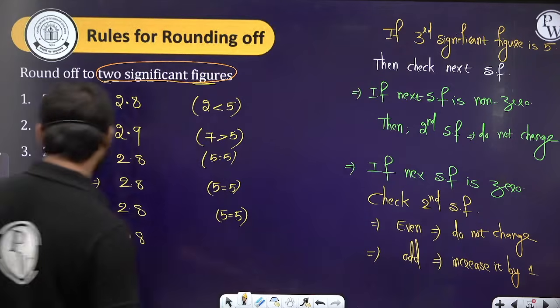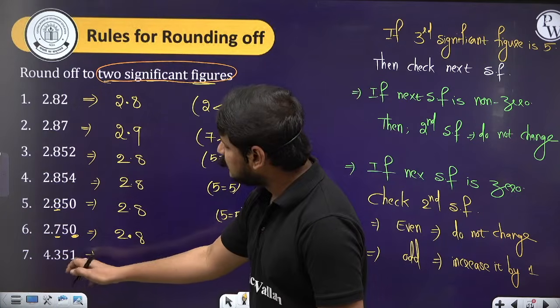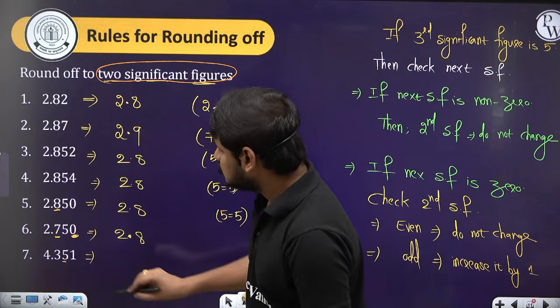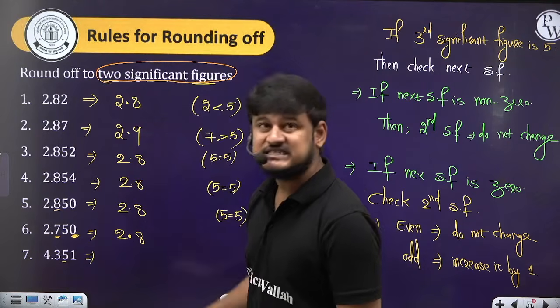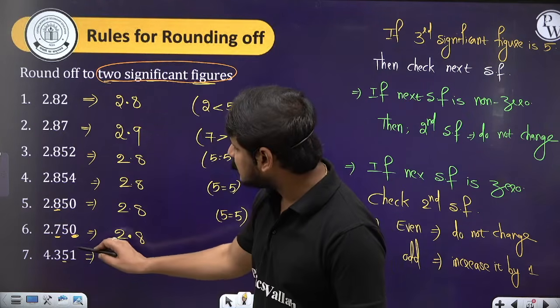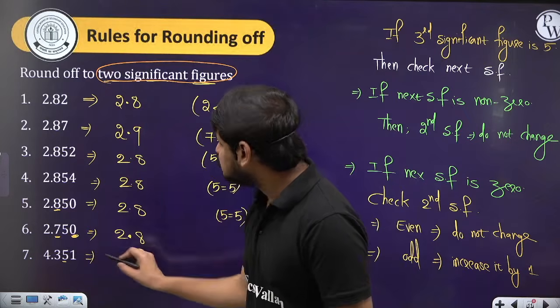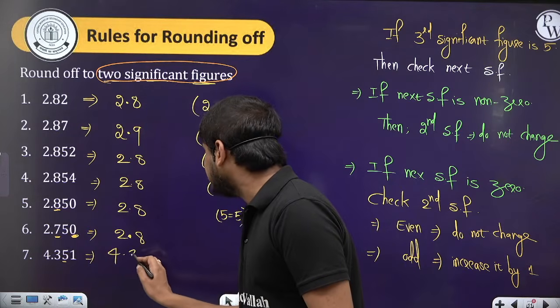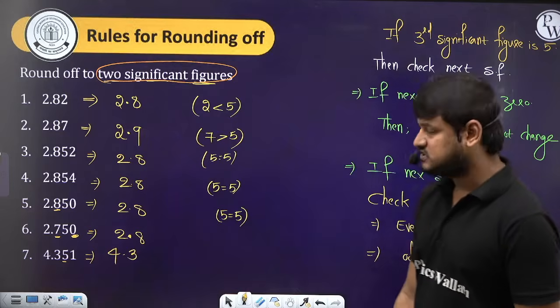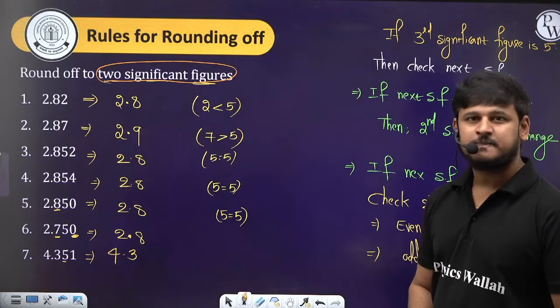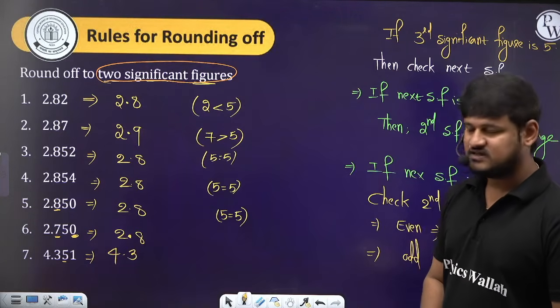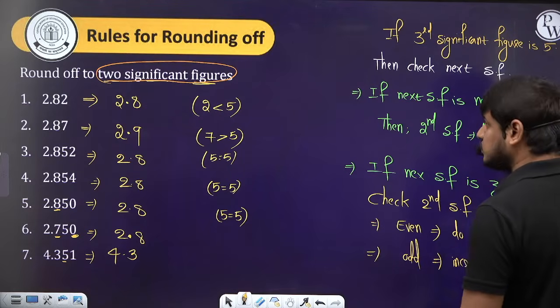Next, the seventh example, see it here. 4.351. So 4.3, the next one is 5. Then check the next one. 1 is non-zero. So if 1 is non-zero, then keep the second significant figure as it is. So 4.3 itself. Clear? Understood everyone? Chal. Next, let's move further.